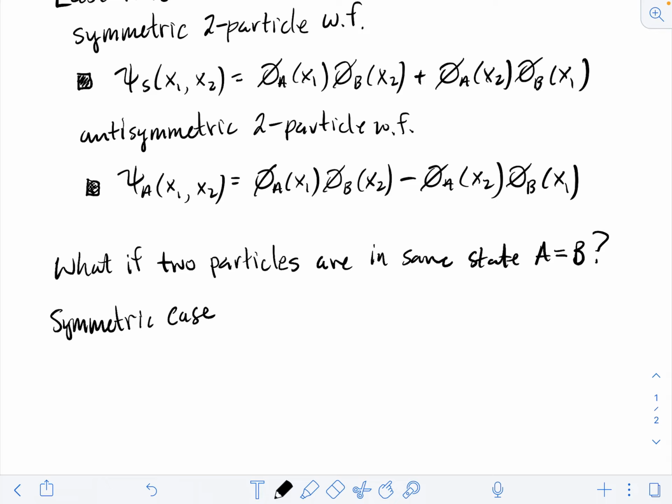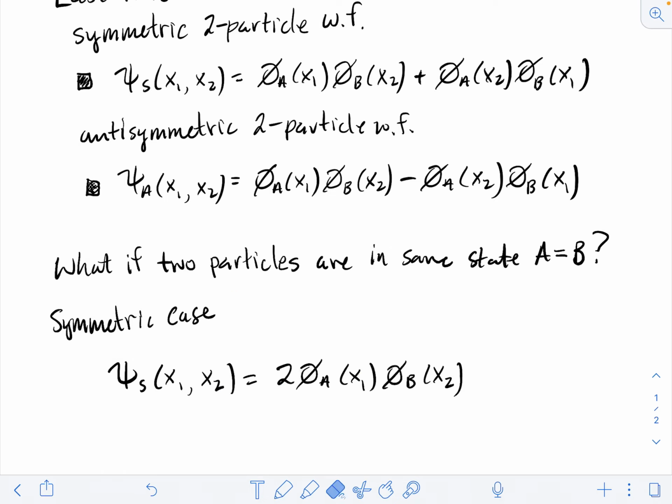And the result is, in this case, the symmetric wave function is just going to become equal to 2 phi a x1, phi a x2. So now we don't have state B. They're both in state A, and we have no problem. This is still going to satisfy the exchange operation, and there's no issues with this.